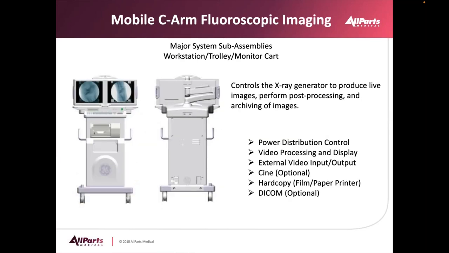Most of the C-arm systems out there have a workstation trolley monitor cart assembly within their system. This usually provides power distribution, video processing and display. They have external connections to go out to other monitors or other storage devices. You could have hard copy, which most of the hard copy are paper these days. And also there's Ethernet to send DICOM images out to PACS.